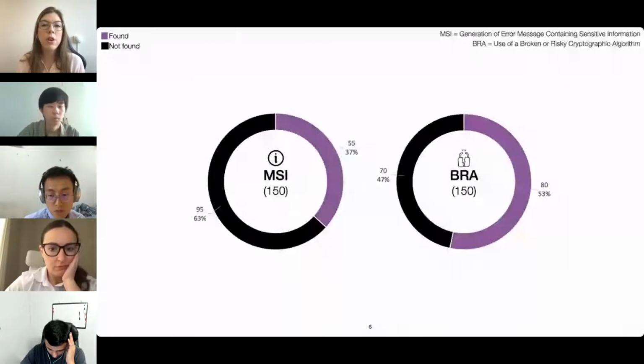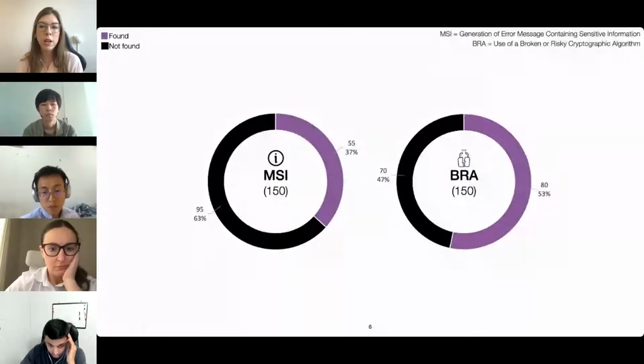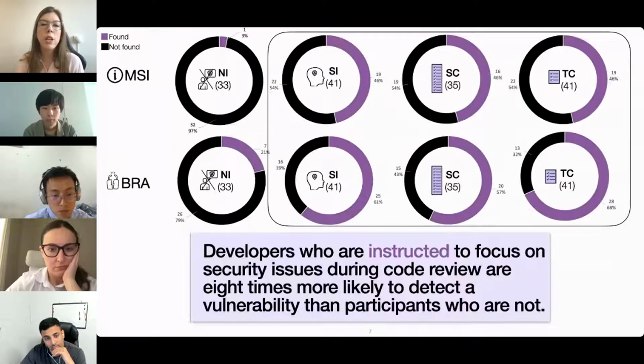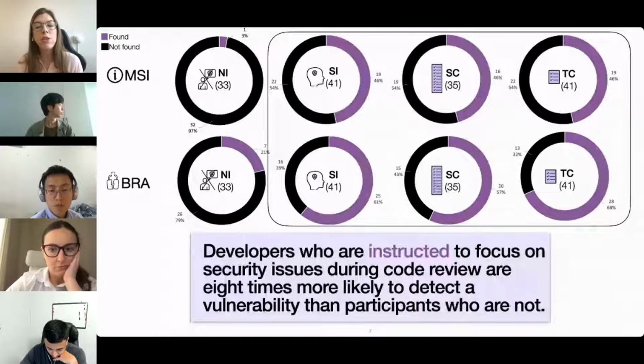These are the results of the review in terms of vulnerability finding. 92 participants found at least one of the vulnerabilities. 37% of the participants found the first one, while 53% found the last one. Our results show that participants assigned to any of the treatments are 8 times more likely to find a vulnerability than those assigned to the baseline. Our analysis confirmed that having instructions to focus on security is significant to detecting vulnerabilities during code reviews.